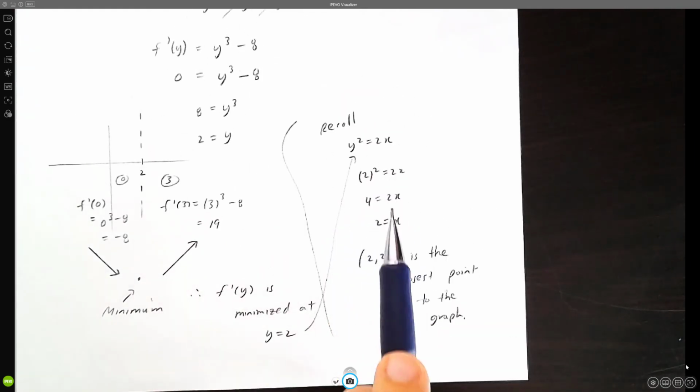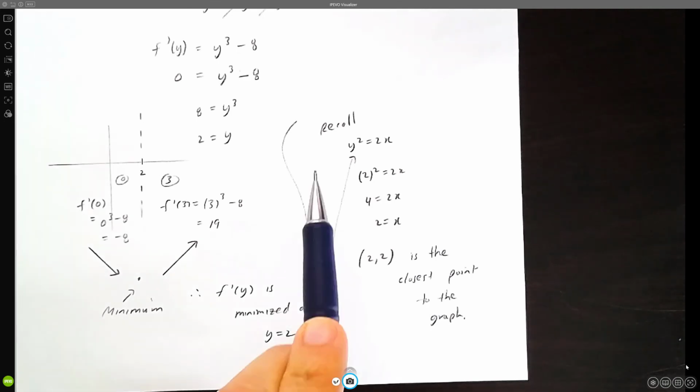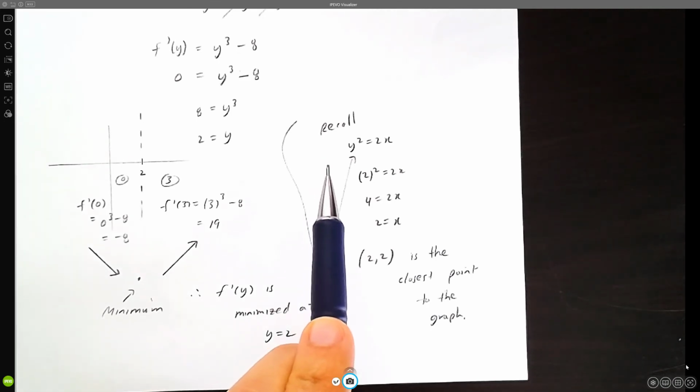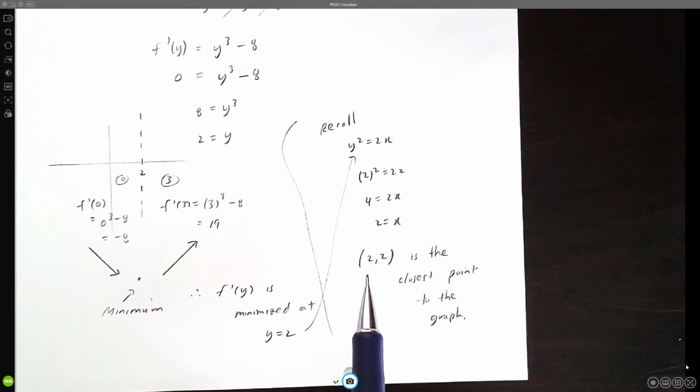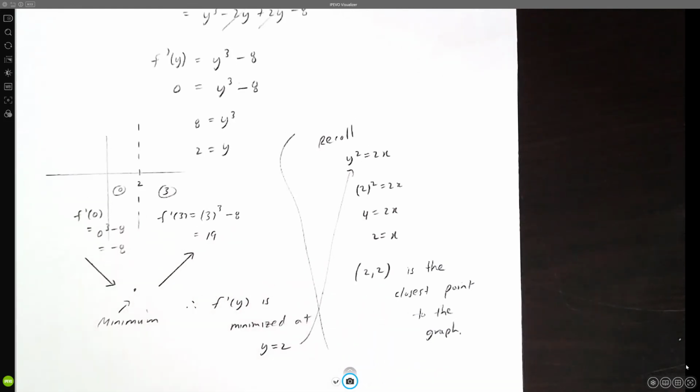Now recall the original question. It says y squared equals 2x. Plug in the specific y equals 2 value into this formula, and you'll find the x value. So 2 comma 2 is the closest point to the graph. So from now on, when you get a question like this involving minimum distance, don't forget about Pythagorean formula, Pythagorean theorem.